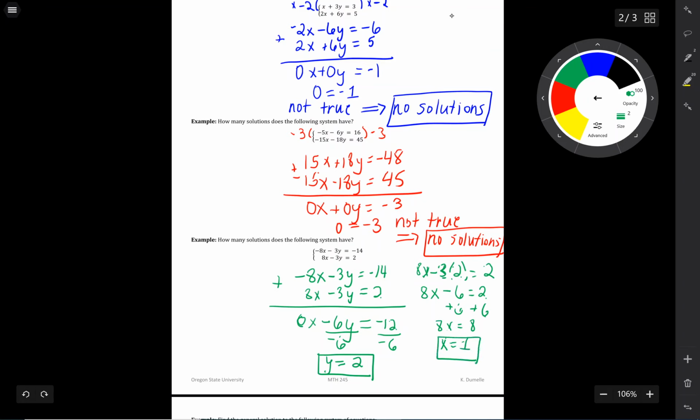So in this case, I have exactly one solution, and I know that I have exactly one solution because I just end up with an x value and a y value that satisfies the system of equations. So this gives me one solution. We call this a consistent system. Here our solution is (1, 2).